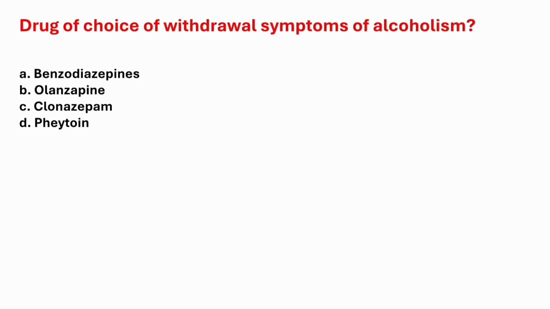Drug of choice of withdrawal symptoms of alcoholism. A. Benzodiazepines. B. Olanzapines. C. Clonazepam. D. Phenoptine. The correct answer is A. Benzodiazepines.